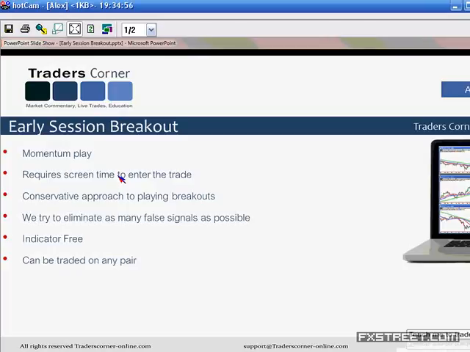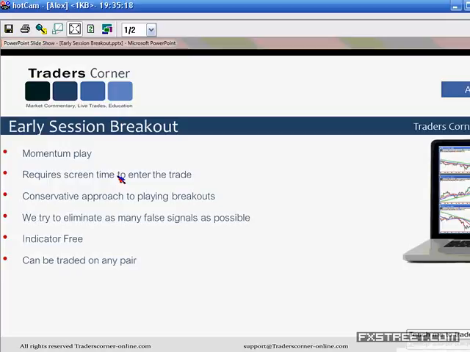Ultimately, the way that we're trading this is to trade the first pullback. And you don't know where that first pullback is going to be. Hence, it requires you to sit in front of the screen to trade this. However, you can trade this during any session. So if you're going to trade some of the Asian currencies or whatever, and they move more in the Asian session, then you can use that in the Asian session. It's not something that's specific to the London Open.